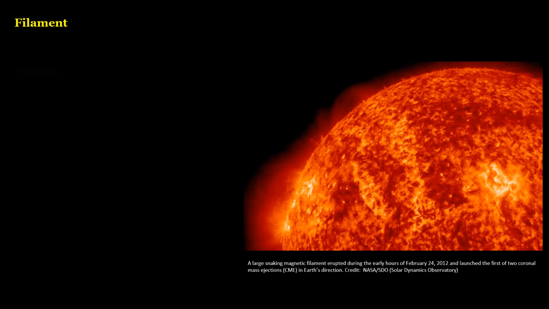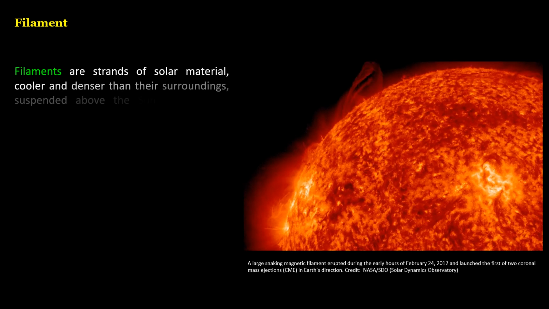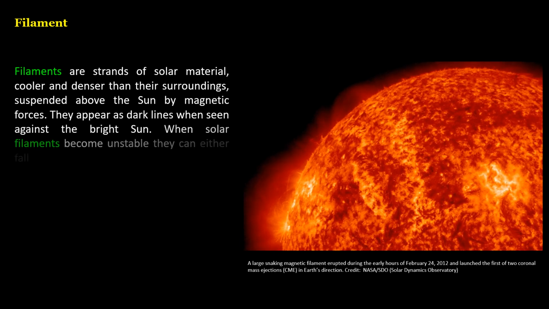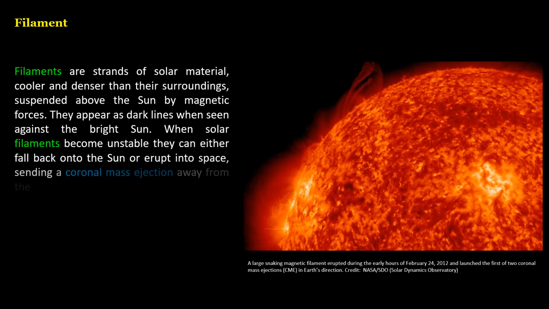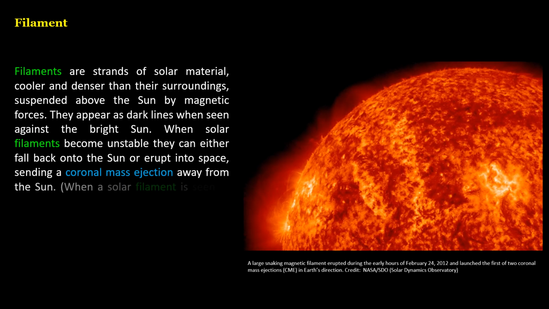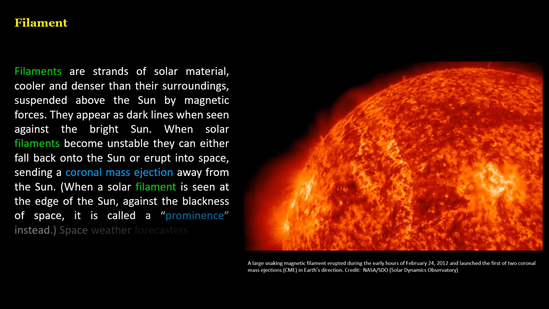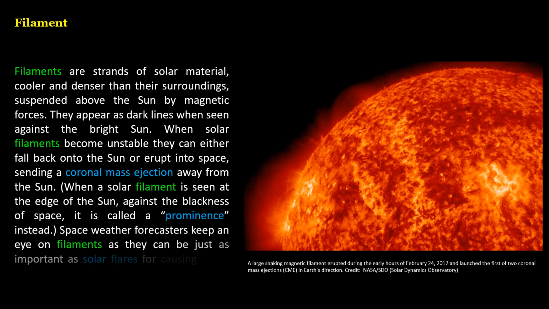Filament. Filaments are strands of solar material, cooler and denser than their surroundings, suspended above the Sun by magnetic forces. They appear as dark lines when seen against the bright Sun. When solar filaments become unstable, they can either fall back onto the Sun or erupt into space, sending a coronal mass ejection away from the Sun. When a solar filament is seen at the edge of the Sun, against the blackness of space, it is called a prominence instead. Space weather forecasters keep an eye on filaments as they can be just as important as solar flares for causing space weather.